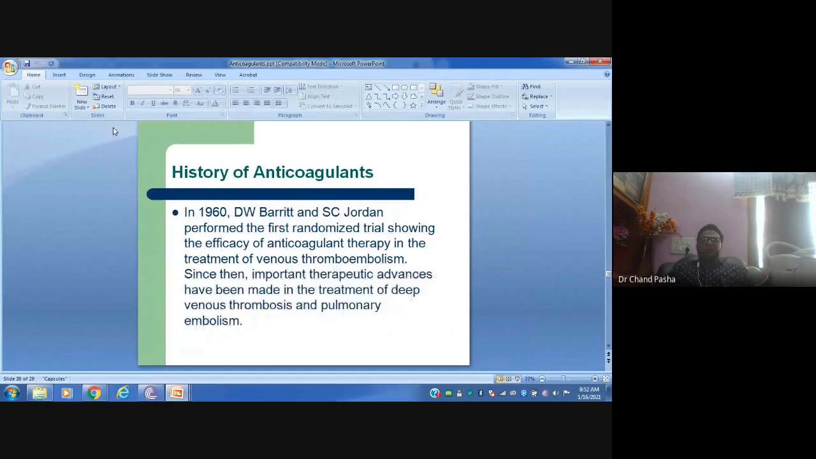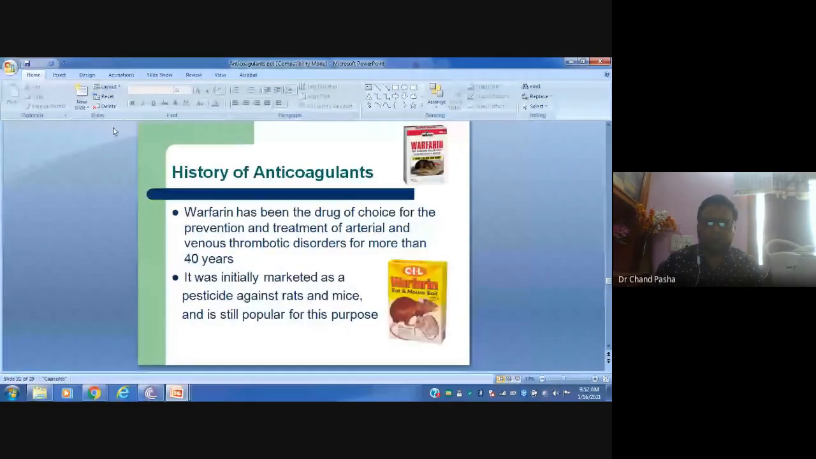Anticoagulants, anyhow, what are the anticoagulants and their work? If you can understand that, that is quite enough for me.